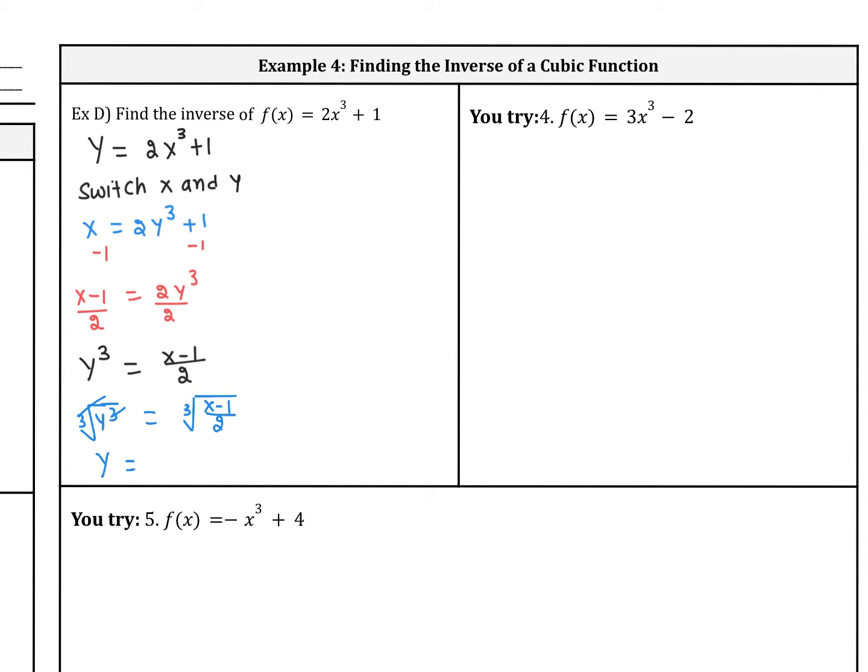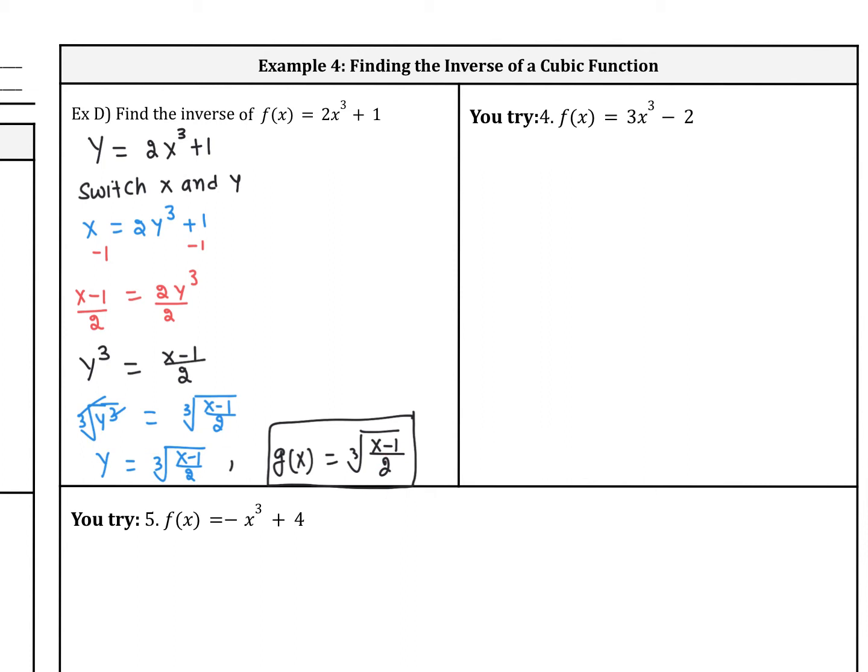y equals cube root of (x minus 1) over 2, and then we are going to write this in function form. So we're going to write g(x). We indicate g(x) as the inverse of f(x), and that is the cube root of (x minus 1) over 2.